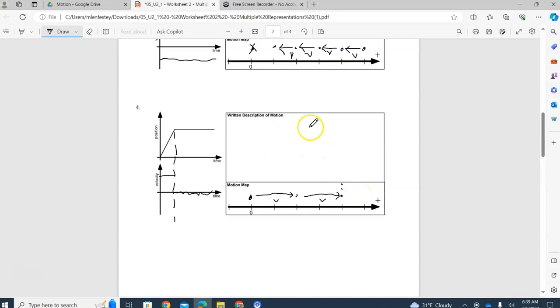So I have to describe both of these phases of motion. So I would say starts at 0 and moves in a positive direction with a constant fast speed. Then for the second part, I would say then it stops.